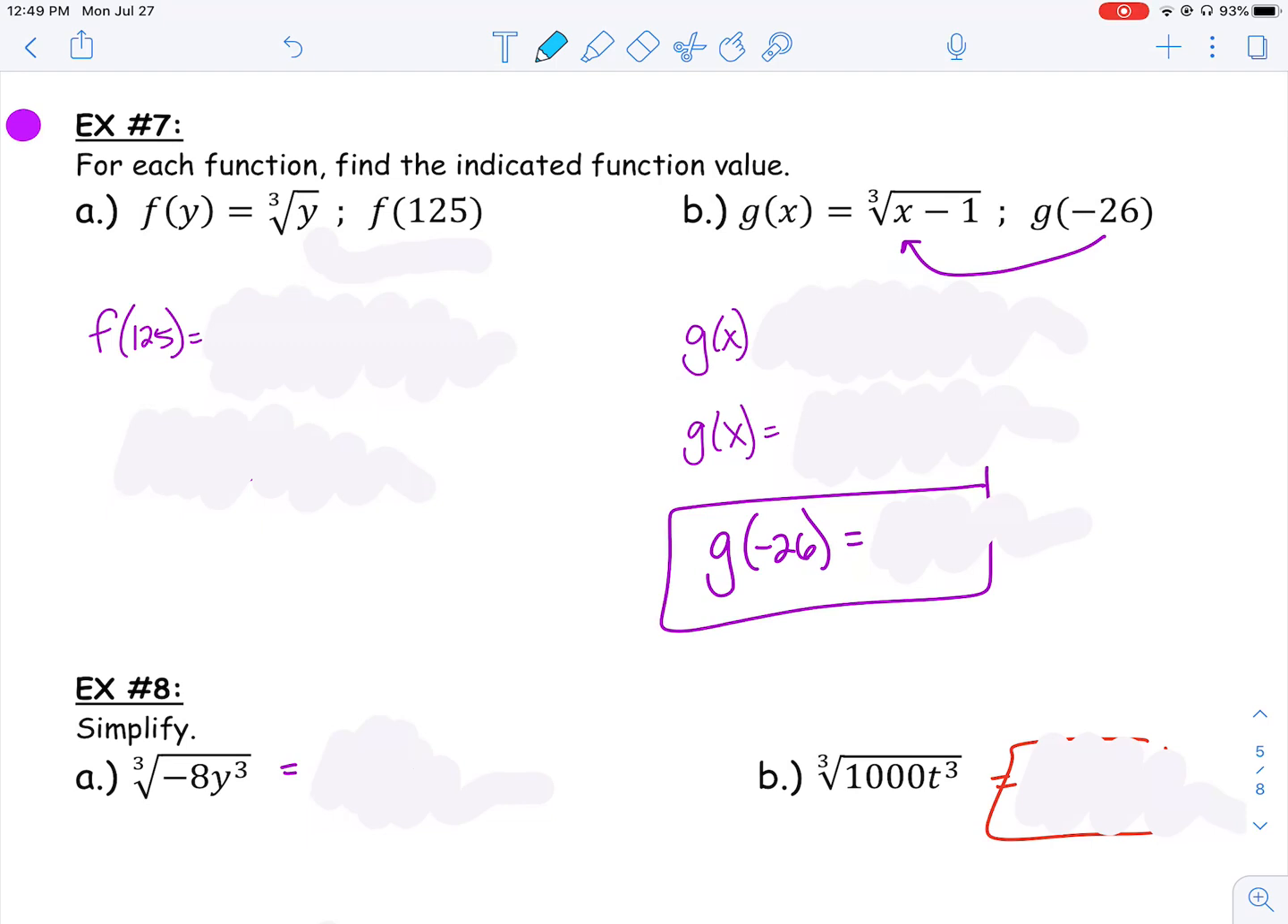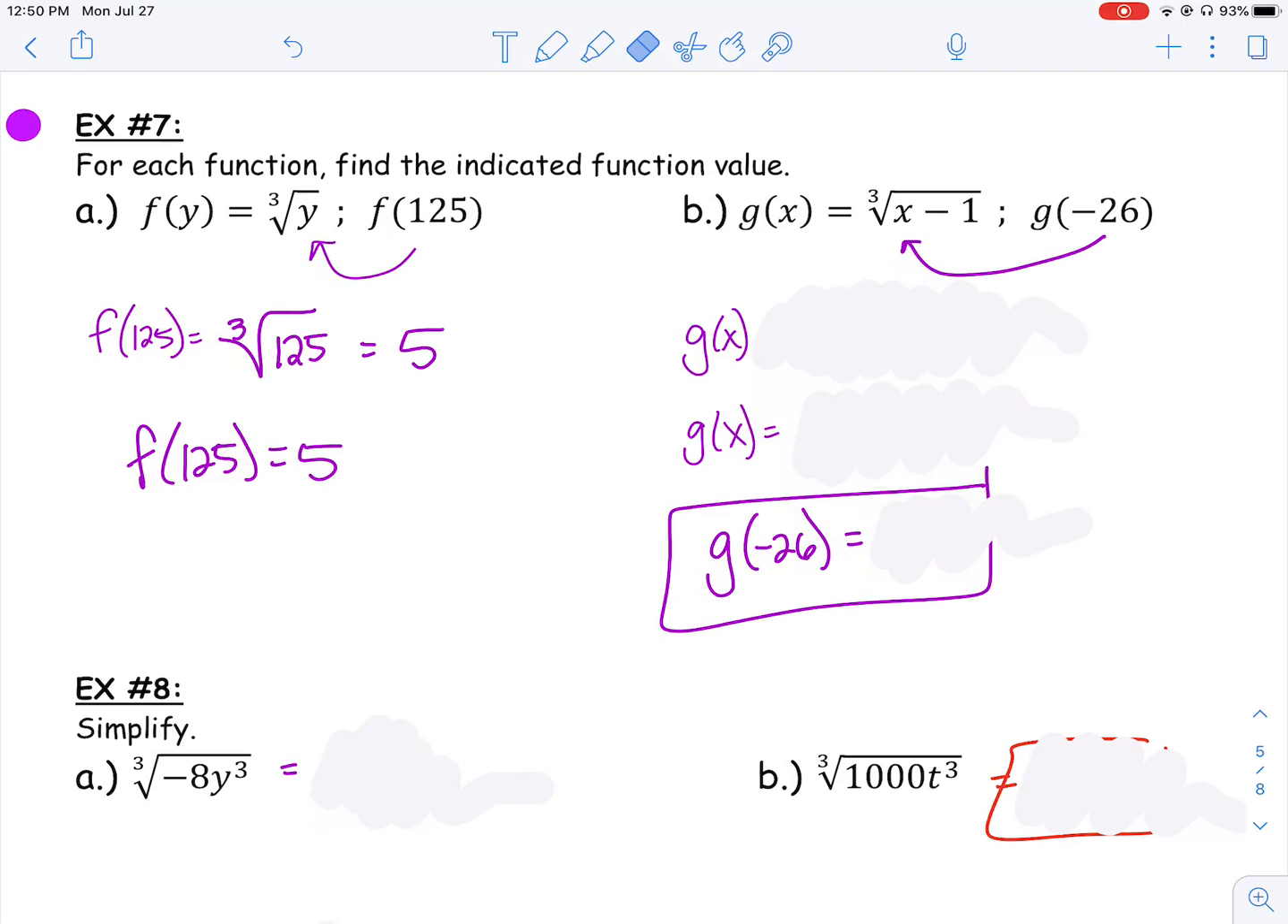For a, f of y equals the cube root of y, and they want us to find f of 125. Meaning, in our f function, if we input a 125 for y, what do we get as our output? That means we're going to substitute in a 125 for y. And what is the cube root of 125? What number multiplied by itself 3 times gives me 125? Did you say 5? So that means f of 125 is 5. It's positive, it works, everything's good to go.